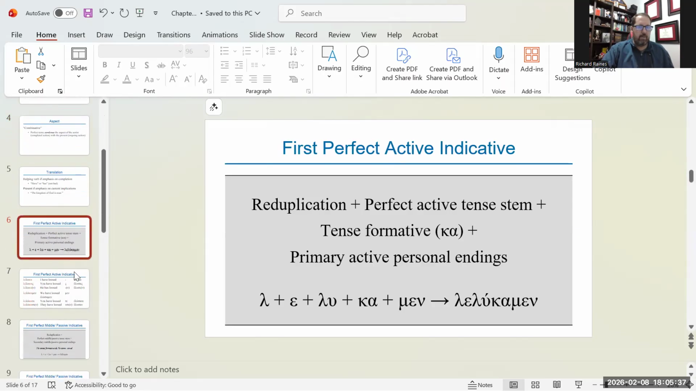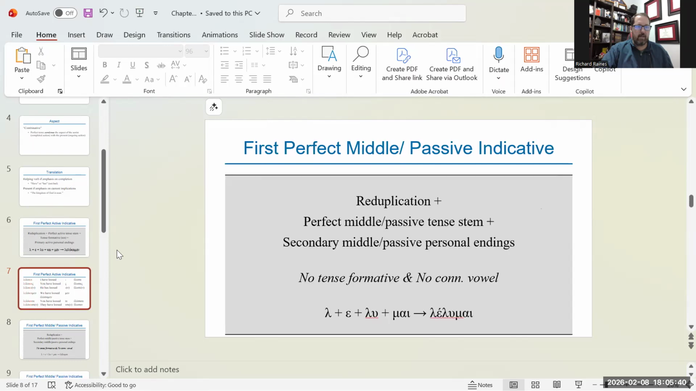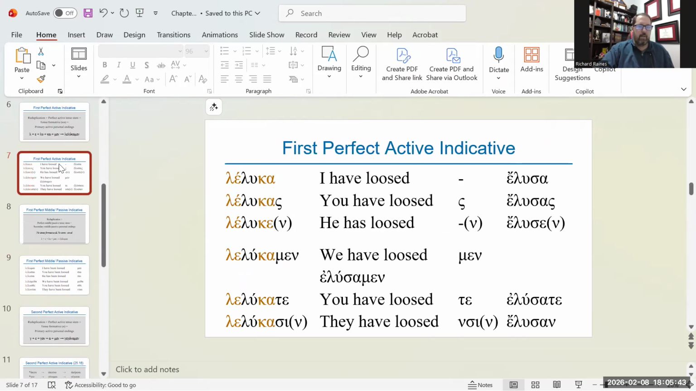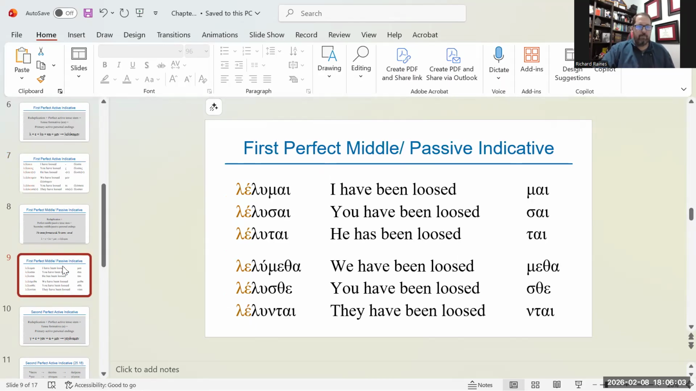And here is the first perfect indicative. You have the reduplication, stem, and the tense formative. You're going to translate the first perfect with have or has. Then you have the first perfect middle passive. You have the reduplication, the stem, and you do not have the tense formative or connecting vowel. You just have the ending. And you're going to translate it, I have been.